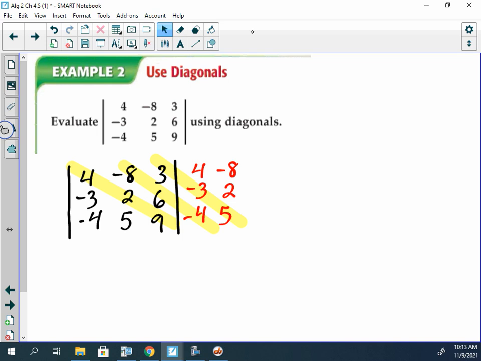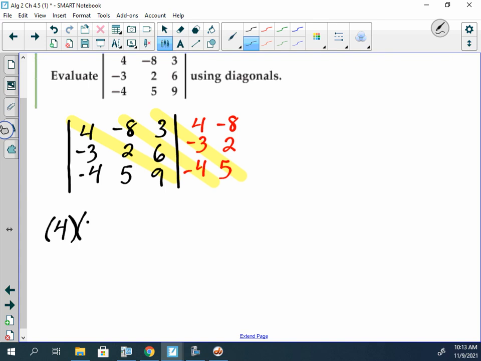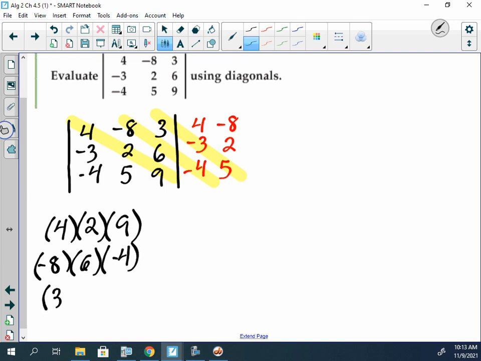Now, we could do this all at once. I don't advise it. But our first diagonal is going to be times 2 times 9. Our next, -8, -4. And our last one is -3 and 5.